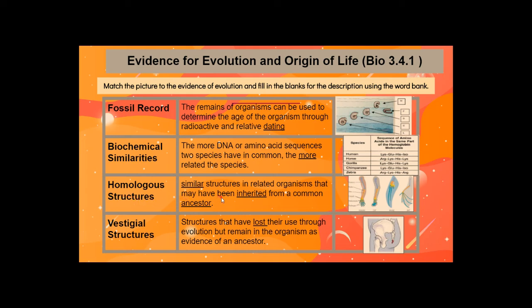Homologous structures are similar structures that may have been inherited from a common ancestor. So this is stuff like a human hand, a cat foot, a whale flipper, and a bat wing. They all have a similar structure, but you use those things for different purposes. And then vestigial structures are things that we lost through evolution, but remain because of a common ancestor. So your tailbone, your appendix, they all used to have some sort of use in an ancestor, but no longer.